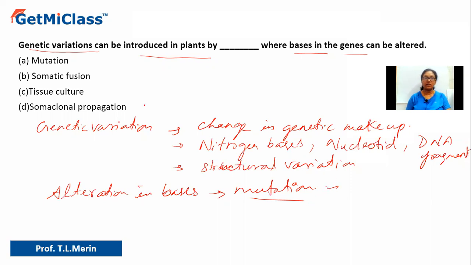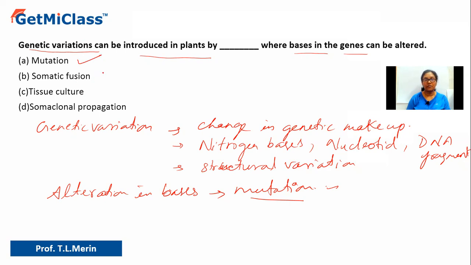But if you go for other processes like somatic fusion, it does bring about change in the genetic makeup, but it doesn't change individual bases. So that we have to consider. So let us see. Option A says mutation. Yes, that is the correct option. You can alter the bases here.